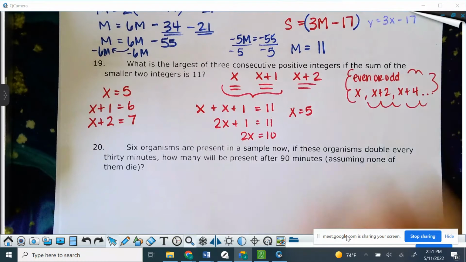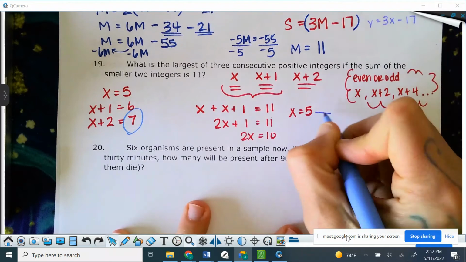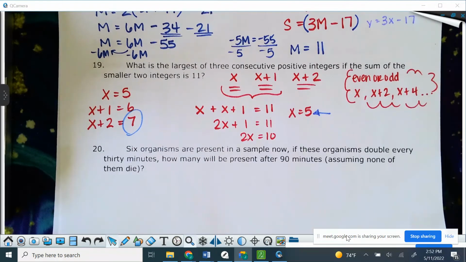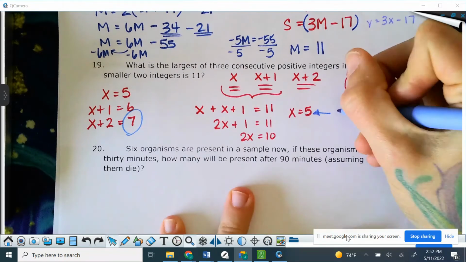Yes, 7. And I've said it 100 times. If it's a multiple choice question, guarantee they will give you 5 as an option because you get excited. You did the hard part and you jumped. So be careful to go back. What is the largest of the three consecutive? This is just the first consecutive, and since they are positive, it's going to be the smallest.